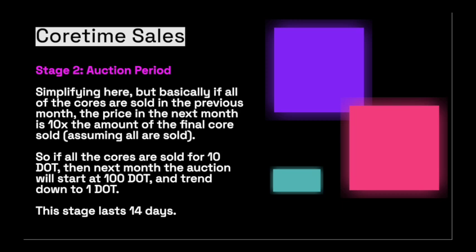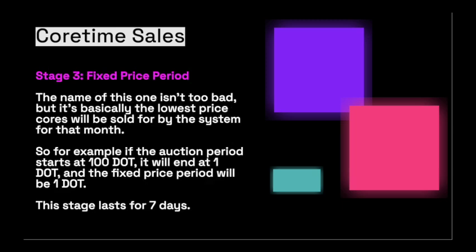Simplifying here, but basically, if all the cars are sold out in the previous month, the price in the next month is 10x the amount that the final car sold for. This is all adjustable by governance. So if all the cars are sold for 10 DOT, then next month this auction period starts at like 100 DOT, and I believe it goes down to 1 DOT, and this lasts for 14 days.